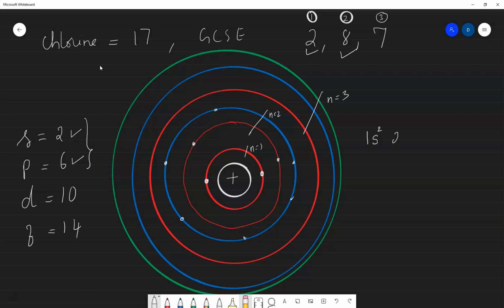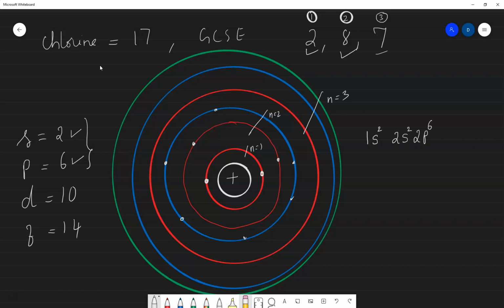So I'm going to write that. So it's 2 in the second shell, 2 will go in the S subshell. In the second shell, the remaining 6 will go in the P subshell. So we've done that. Now the third shell, the 7 electrons.